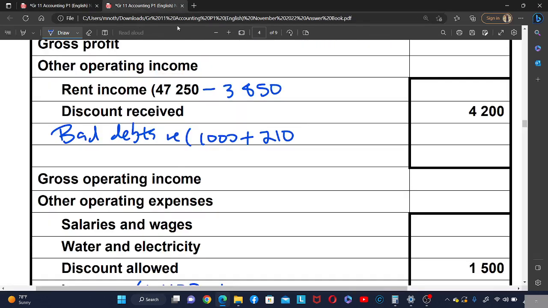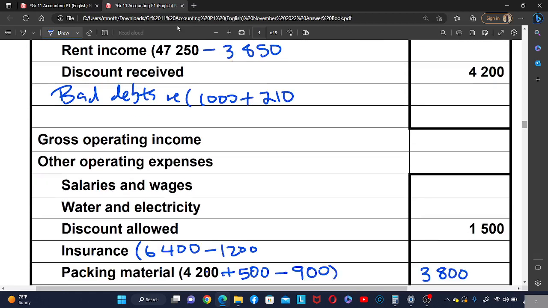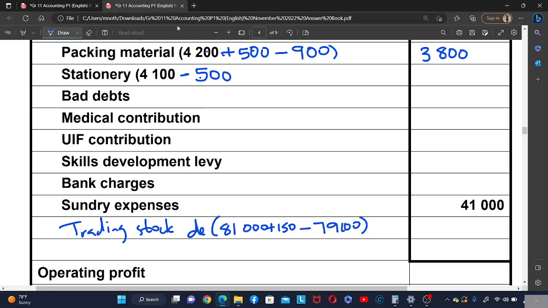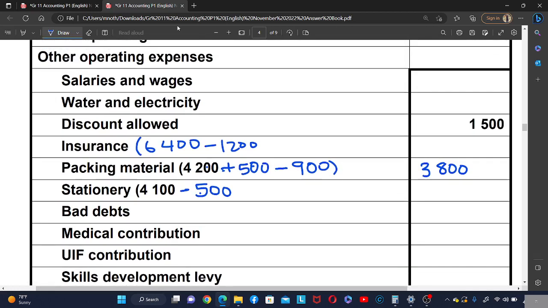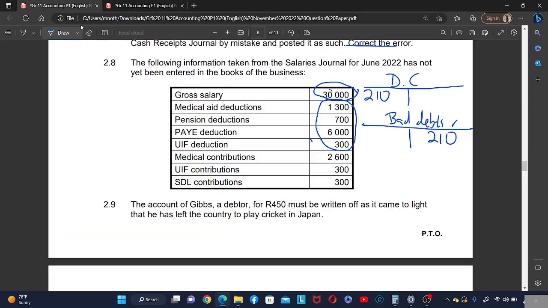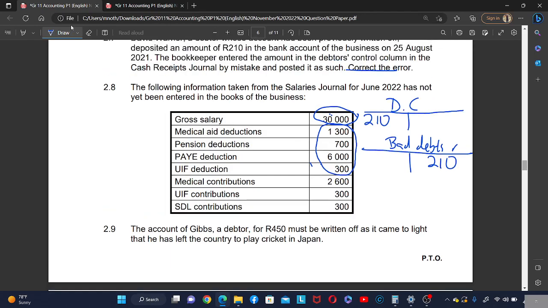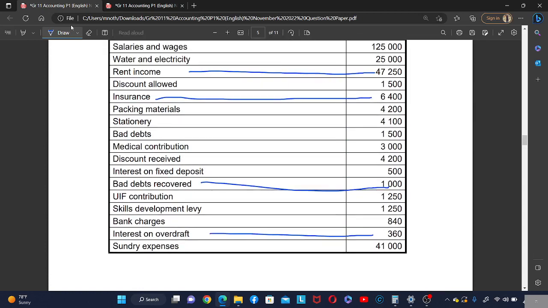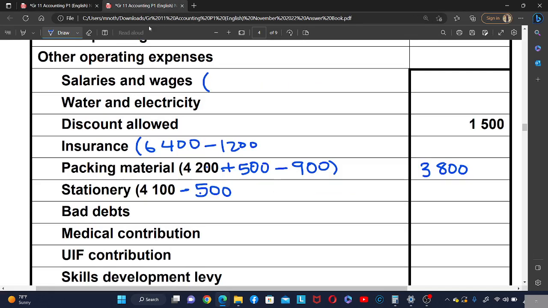So let's go and increase our salaries because this was not recorded. They said that this was not recorded. So how much is our salaries? The salaries is 125,000 in the trial balance plus 30,000, right?